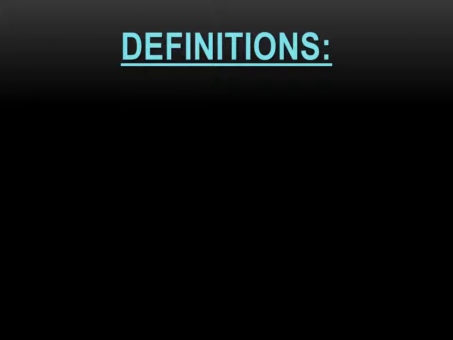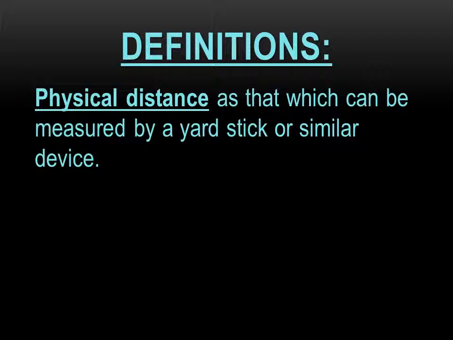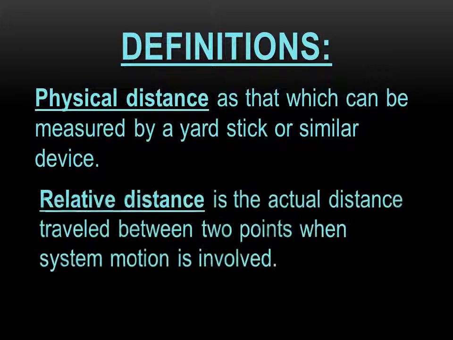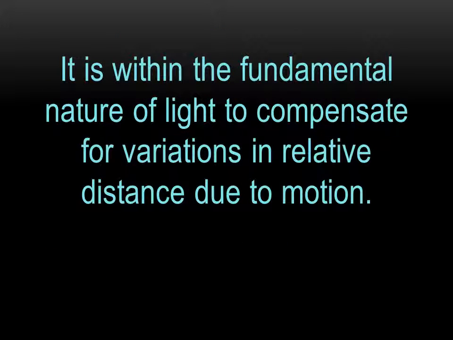Several brief definitions are in order. First, I define physical distance as that which can be measured by a yardstick or similar device. Relative distance is the actual distance traveled between 2 points when system motion is involved. Now, the difference between these two distances only becomes meaningful when the system motion is significant with respect to the speed of light. It is within the fundamental nature of light to compensate for variations in relative distance due to motion. I will explain how the true nature of light accomplishes this.